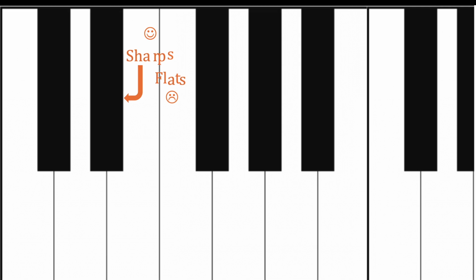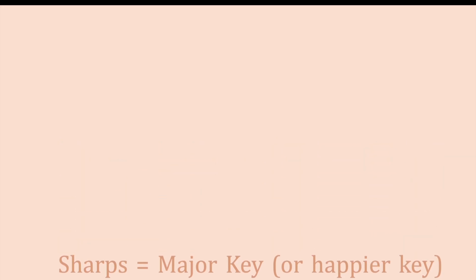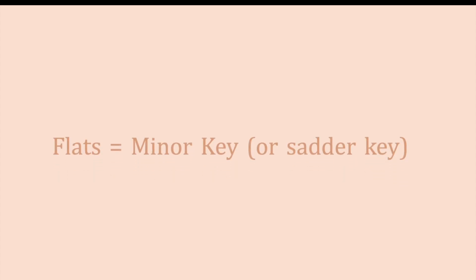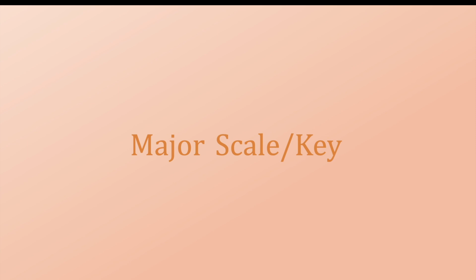For a major key, the notes are known as sharps. For another type of key known as minor, these notes are known as flats. Depending on the type of key you're using, this information can change. Now moving on to creating a major scale. To create any scale, you need to understand the movement.